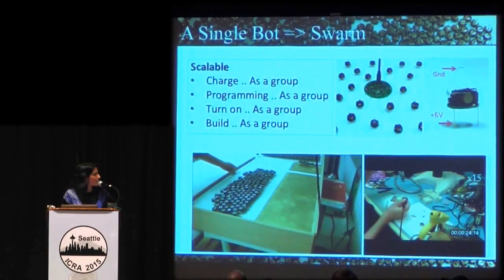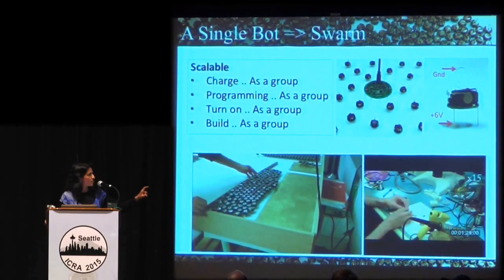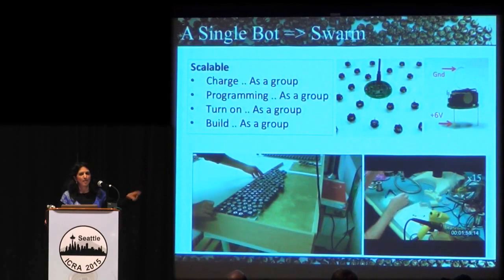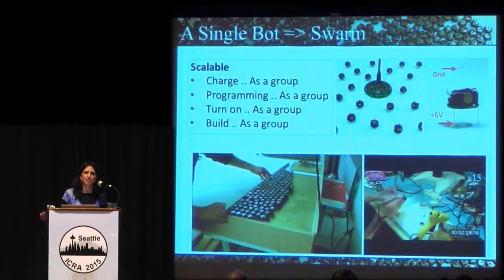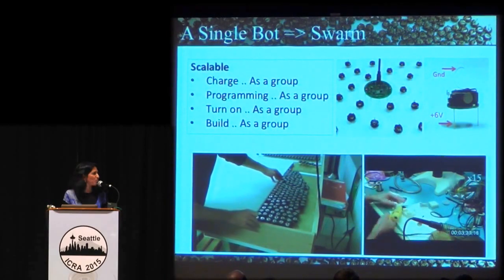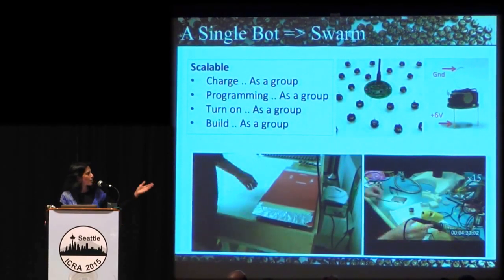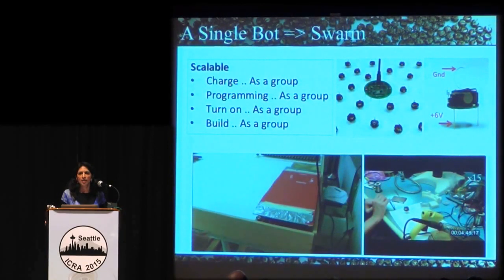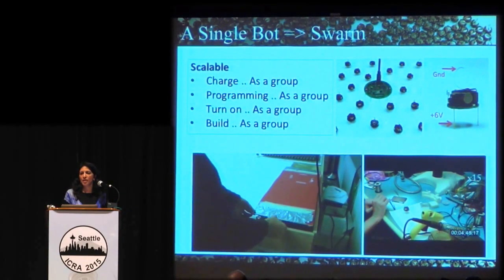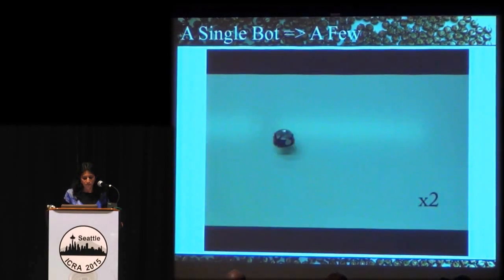We also thought about scalability. So they're charged by putting 6 volts across one of the legs in the top, so you can shove them onto a surface and charge them together. They stay in a low power state. They don't have an on-off button. And you can easily assemble and manufacture them. And we program them with an overhead controller that uses the same infrared channel as the robots use to communicate with each other. So in this way, we can really treat the whole thing as a group.